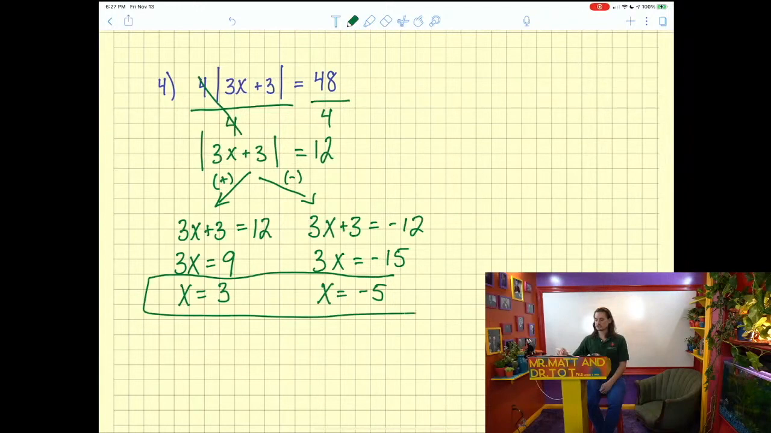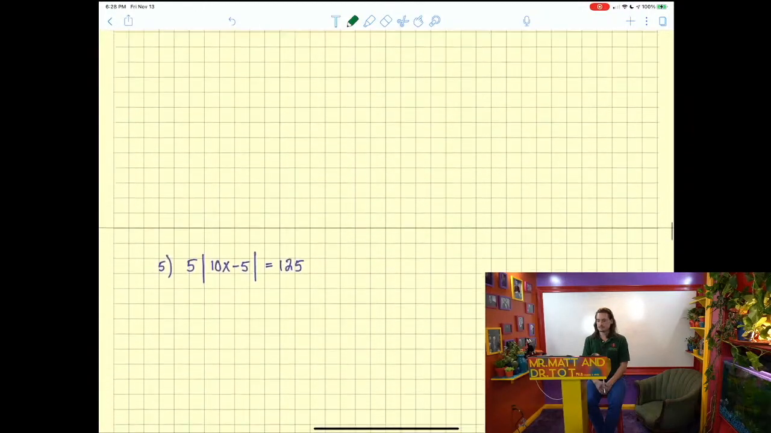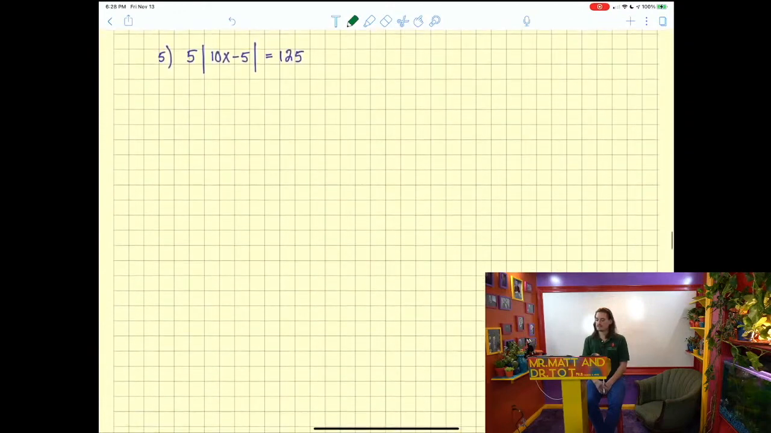If you have any questions, then please let me know. Otherwise, let's look at number 5. Number 5 says 5 times the absolute value of 10x minus 5 is equal to 125. So I'm going to give you 3 minutes, then we'll go through the answer.